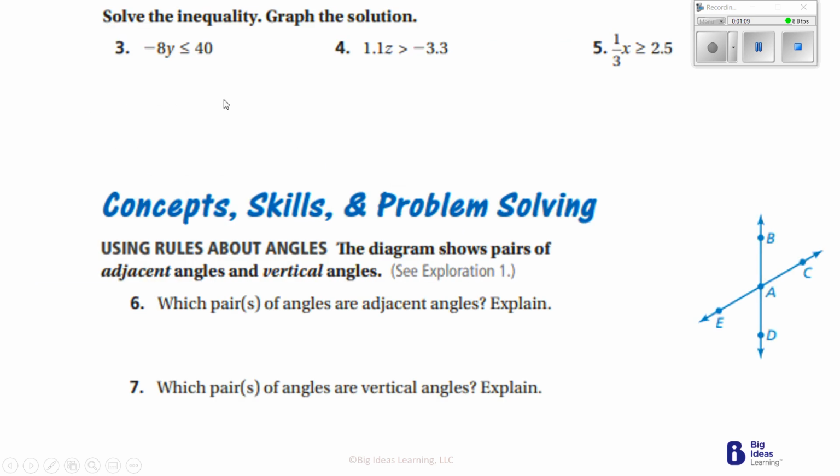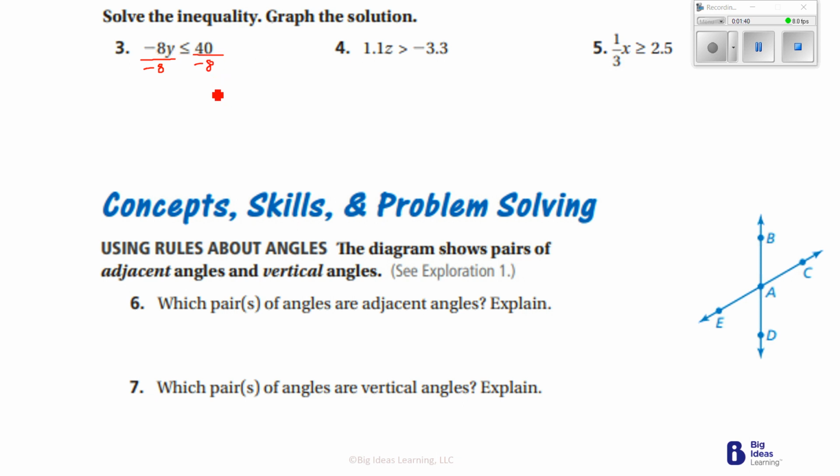All right, next is number 3. Solve the inequality, graph the solution. If I'm going to solve this inequality, I'm going to remember that I need to get y by itself. I will have to do whatever the opposite is here. So if I see this is -8 being multiplied to y, I'm going to divide -8 away, because the opposite of multiplying -8 to y is dividing it away. Whatever I divide from one side, I divide from the other.